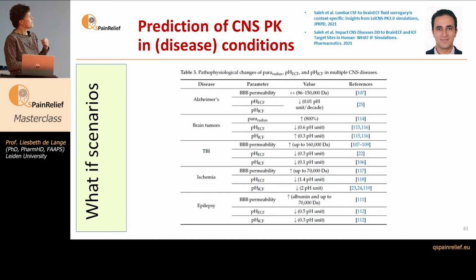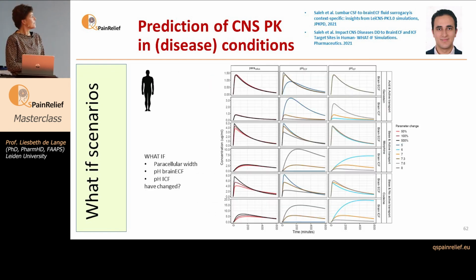And we looked, for instance, at the tight junction space that can be of influence. We looked into the pH of the extracellular fluid. Most diseases change the pH, and also the pH of the intracellular fluid. And just looking at these things that could influence passive transport only, because many people look at active transport, we did the following. We changed the paracellular space, the pH in brain extracellular fluid and in intracellular fluid.